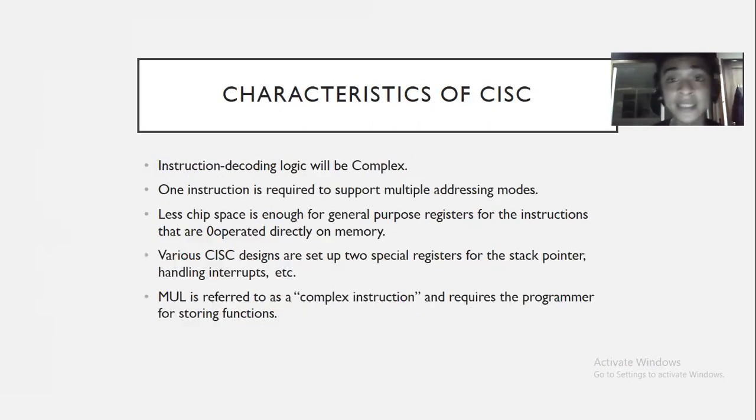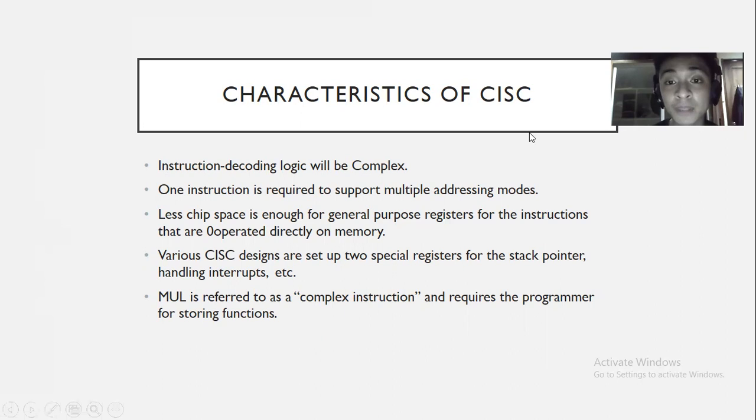Let's tackle the characteristics of CISC. We have actually tackled this before, but we're going to do a recap. The characteristics of CISC: instruction decoding logic will be complex. For example, with mult, the microprocessor does the hectic job of determining what the mult command does, which is 3 lines. Again, it was to load, to multiply, and to store the product. So that's why it's complex. The microprocessor has to decipher what one line of assembly code has to do.